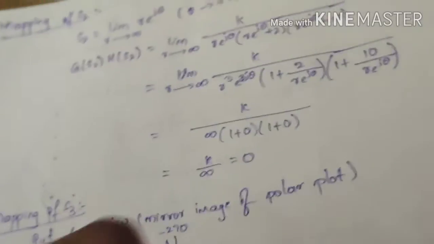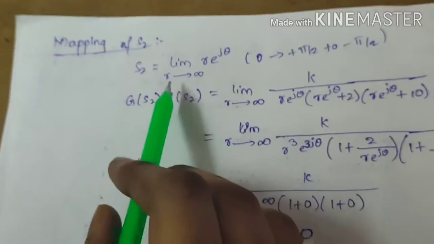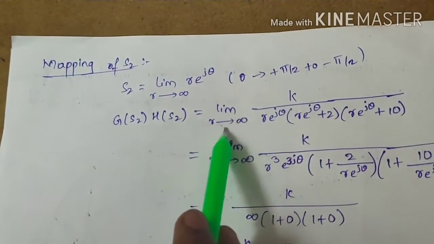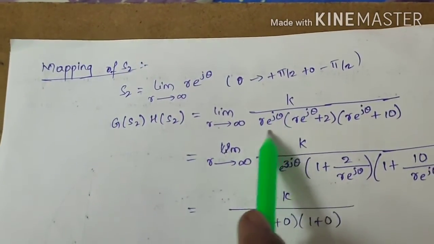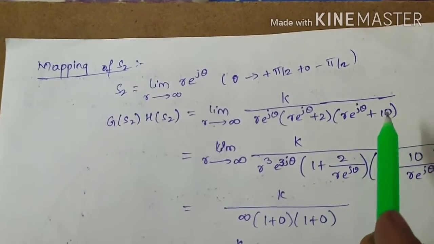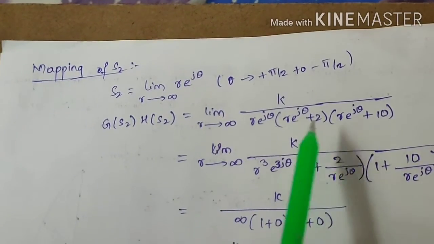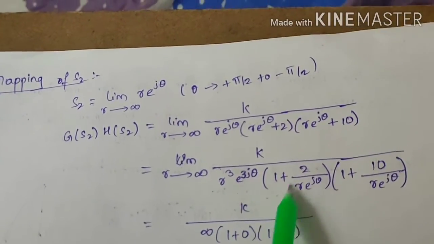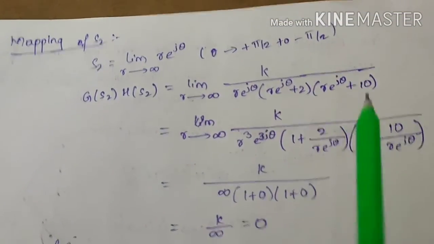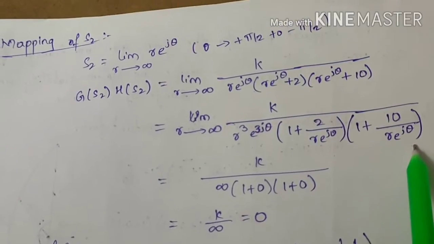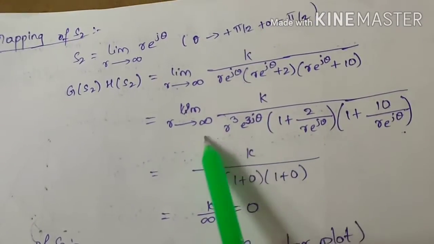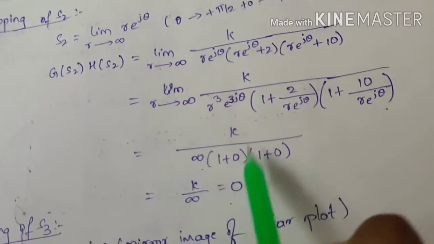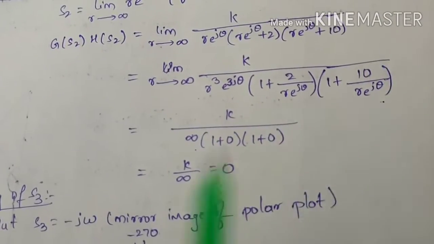Now coming to section 2. If you observe S2, we have the formula limit r tends to infinity, s equals r into e to the power of j theta. Just substitute, in place of s, r into e to the power of j theta. Take r into e to the power of j theta common. So r cube into e to the power of j theta, 1 plus 2 by r into e to the power of j theta, into 1 plus 10 by r into e to the power of j theta. Substitute r tends to infinity: K by infinity means 0. So the S2 value is 0 in many cases.